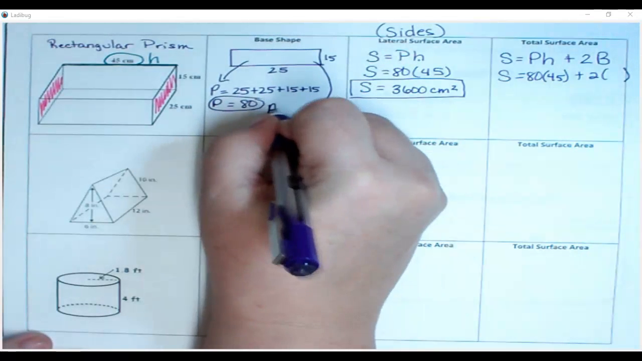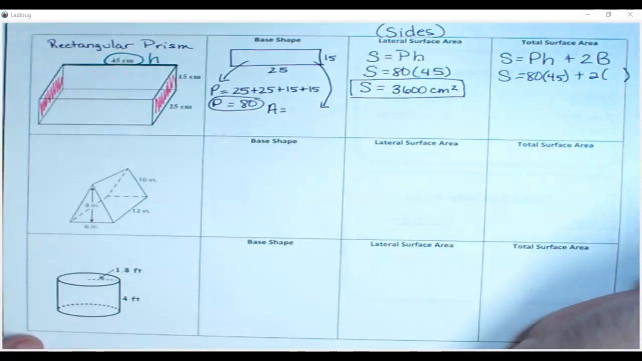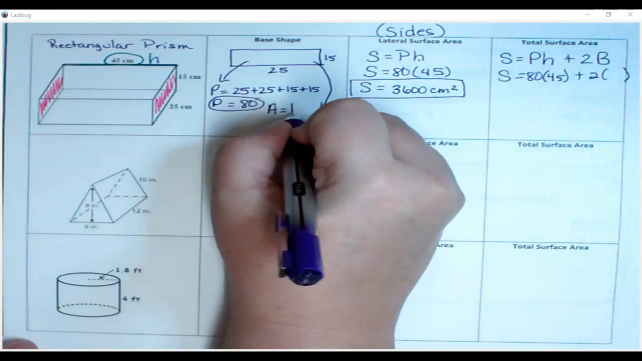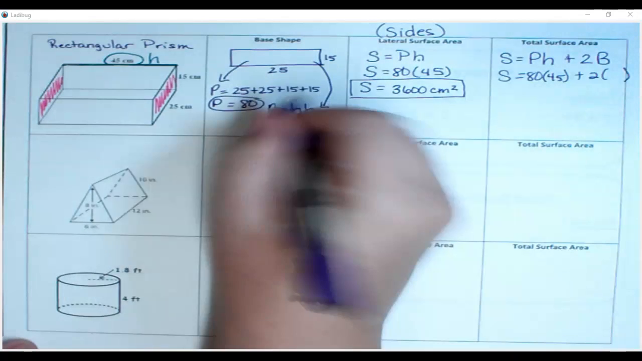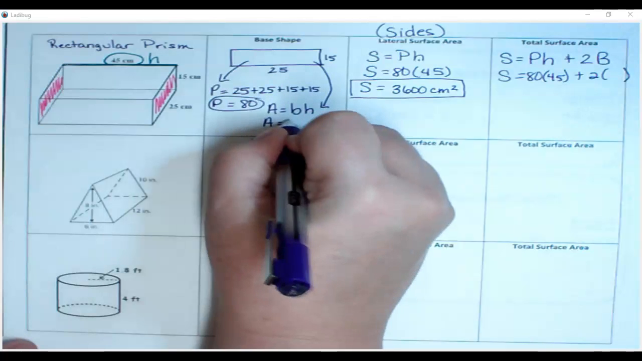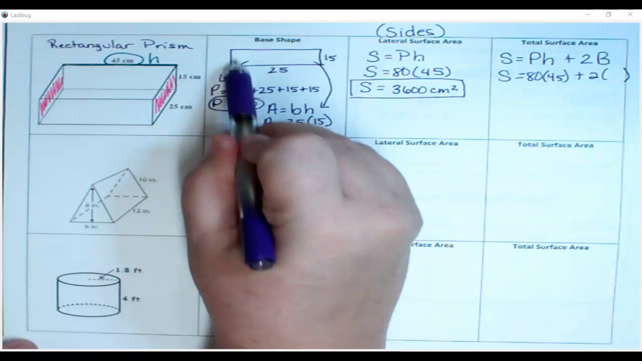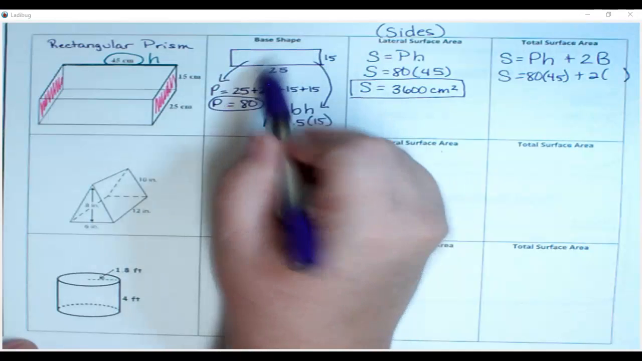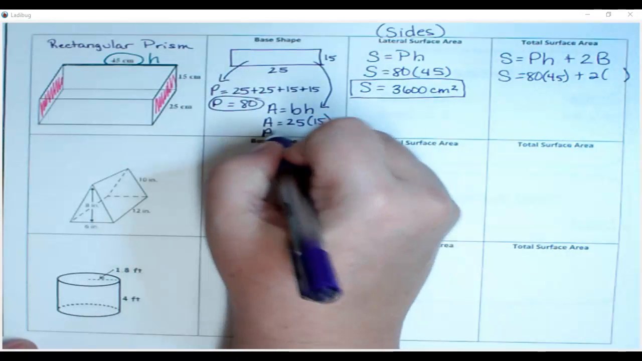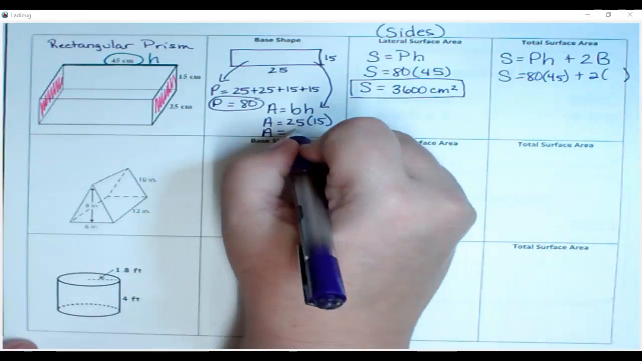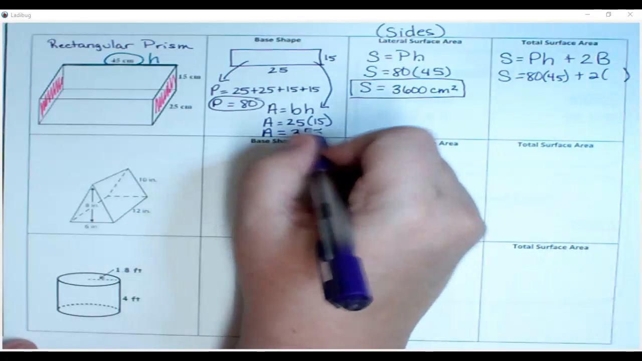So area of a rectangle, again, you can pause this and look at your formula chart. Area of a rectangle is base times height. Area equals 25 times 15, because remember, we're talking about just the measurements in this base shape. So our area of that rectangle is 375 centimeters.